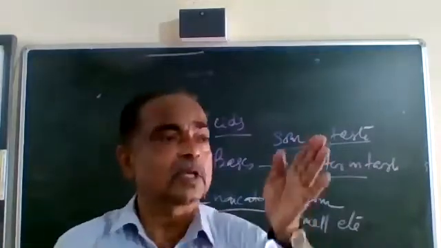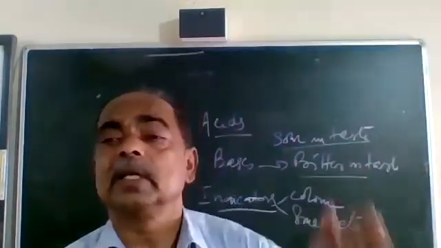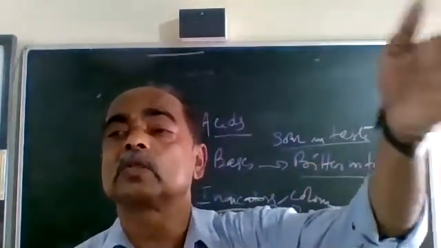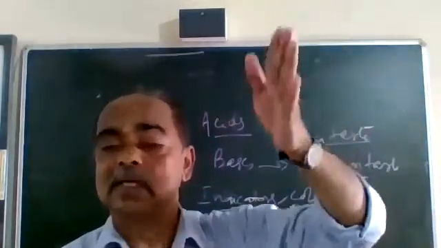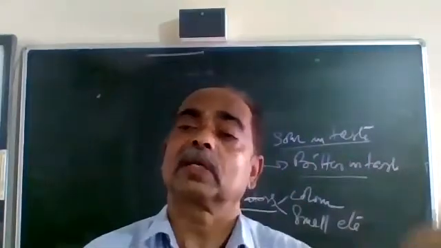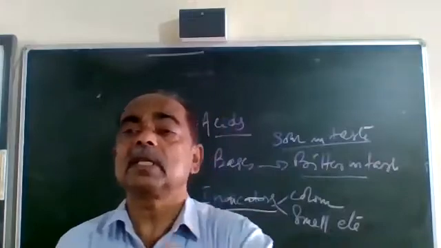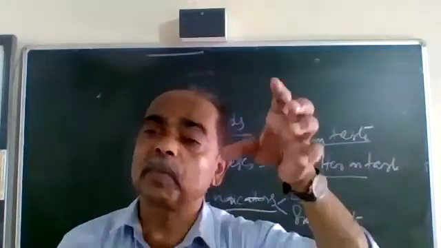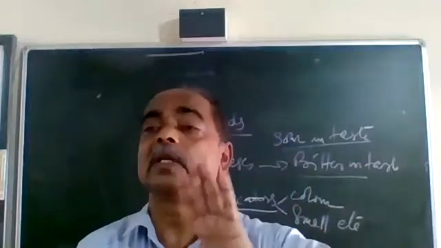Suppose when you go to a particular area, there is an indication: this arrow is mentioned, this is so and so person's house. That indicates. Similarly, indicators are certain chemicals, natural or artificial, which change their color or smell when a particular thing is added. That is the meaning of indicators.